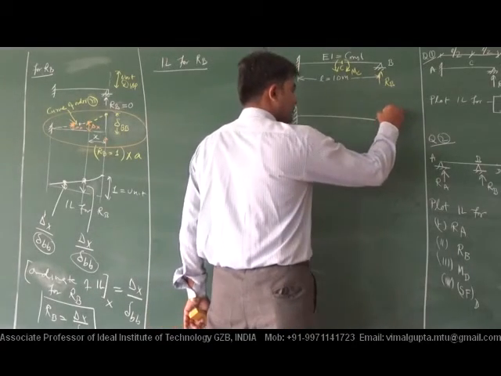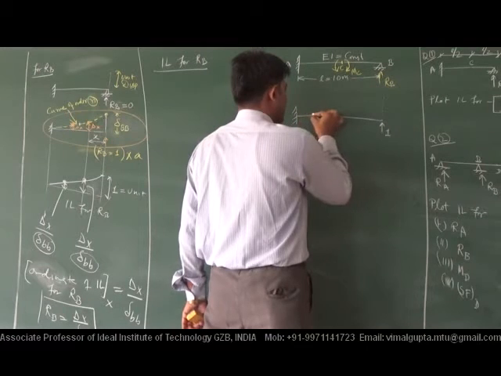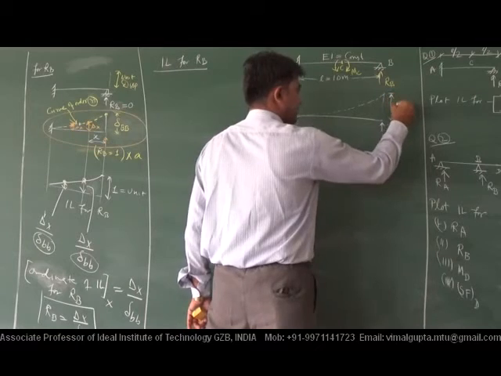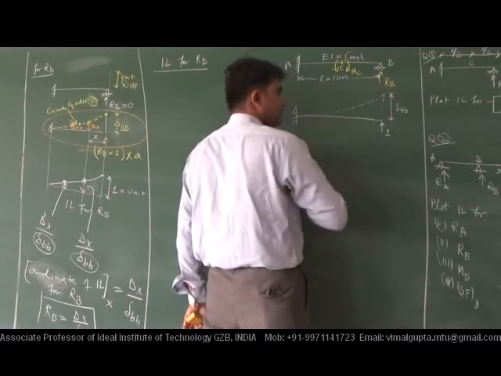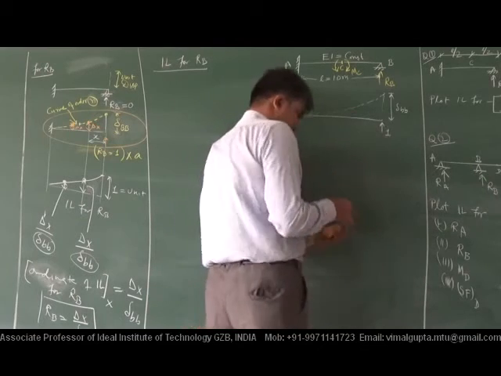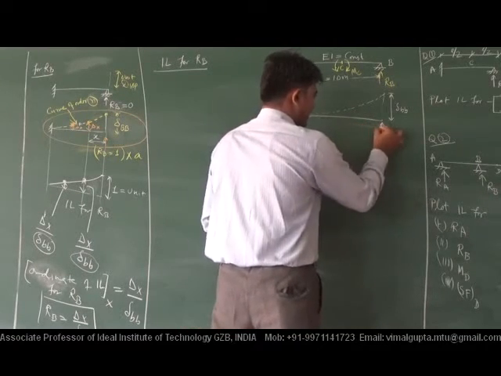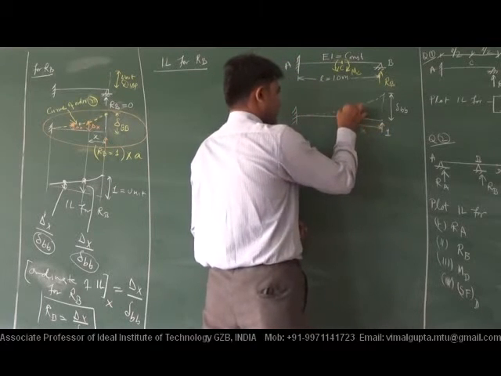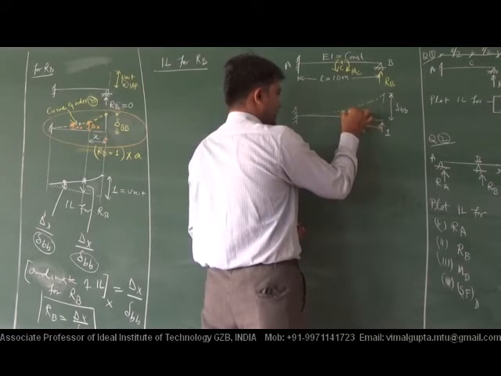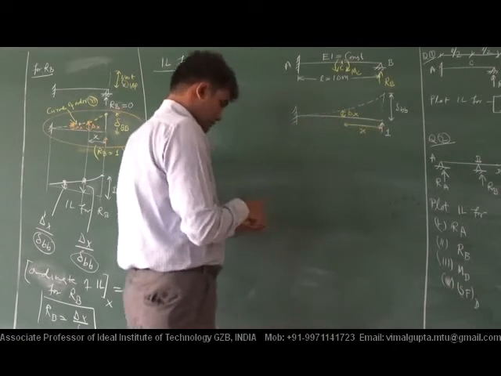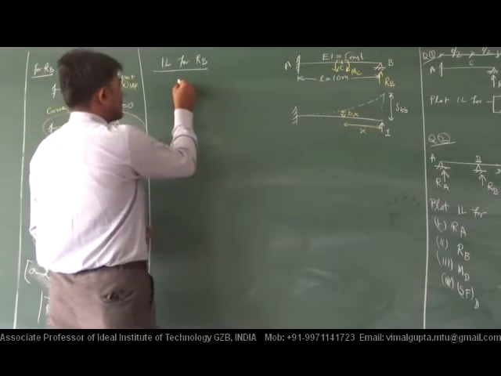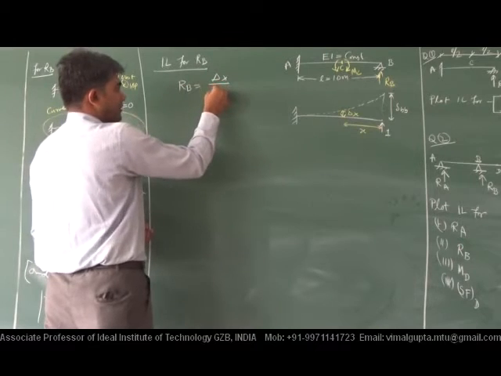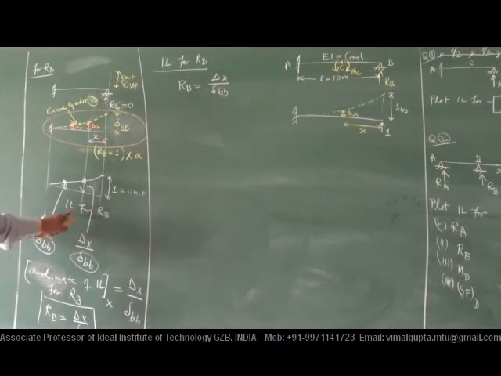Due to this point load, it will have the deflection. It is del BB, and let at any distance x, if this is delta x, then the value of RB is del x by del BB. That has been explained here.